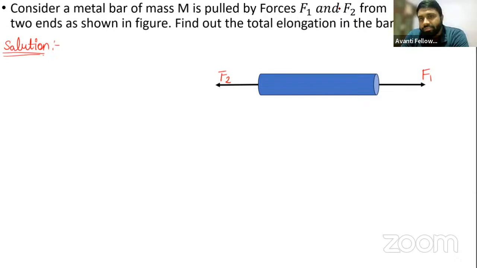So there are different forces now, and one thing I want to mention is that F1 is greater than F2. You can also take F2 greater than F1, no problem in that. As the forces are not equal here, F1 and F2 being different, there would be a net external force on this bar. And due to that external force, this bar would accelerate.